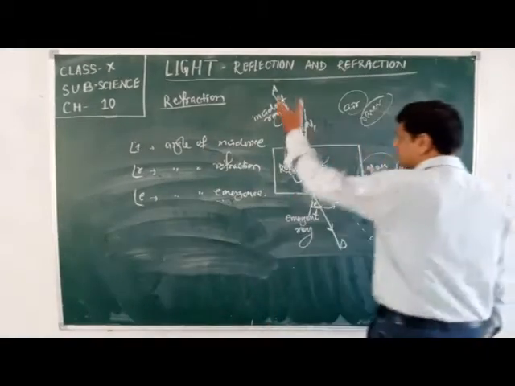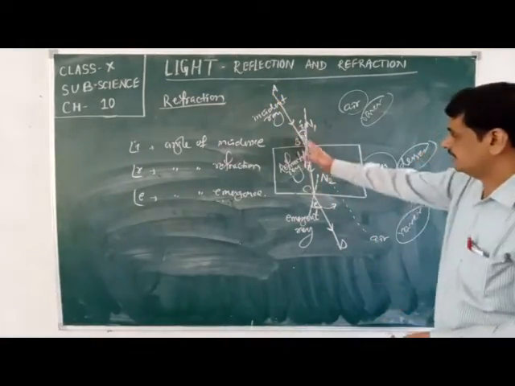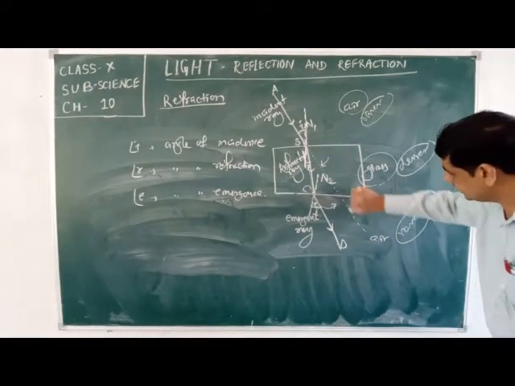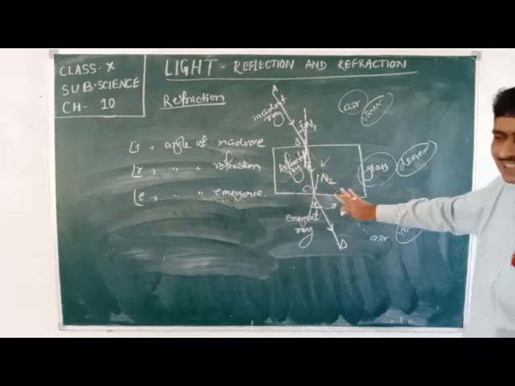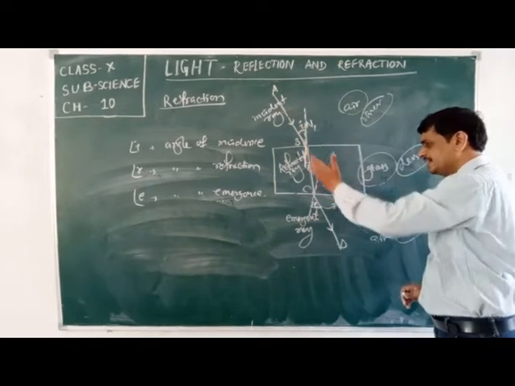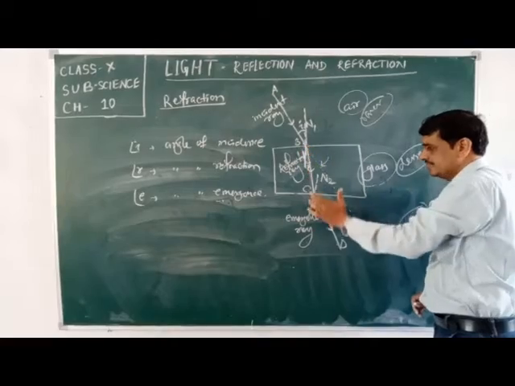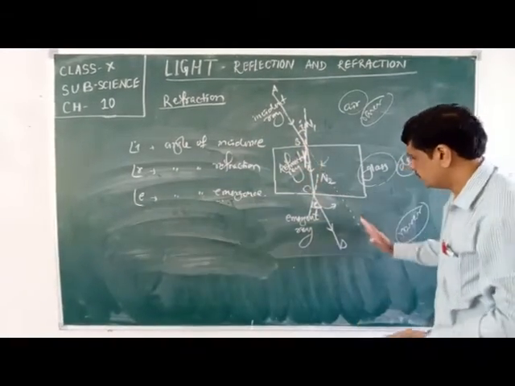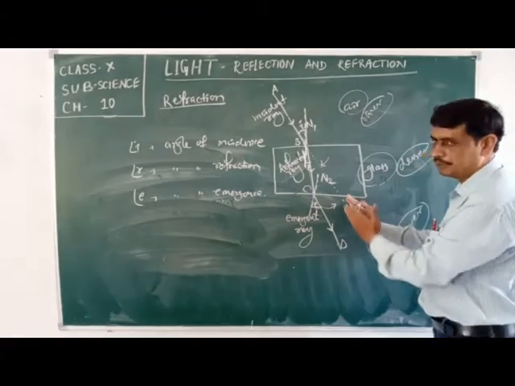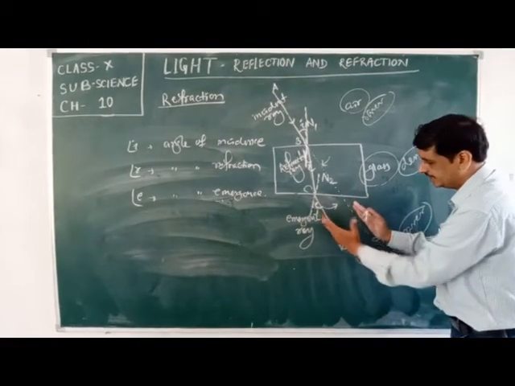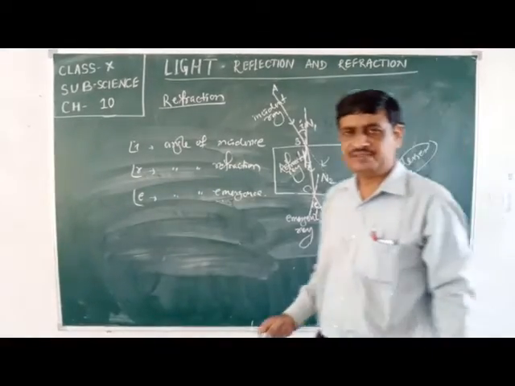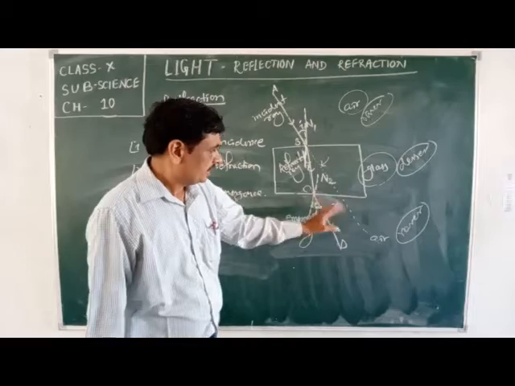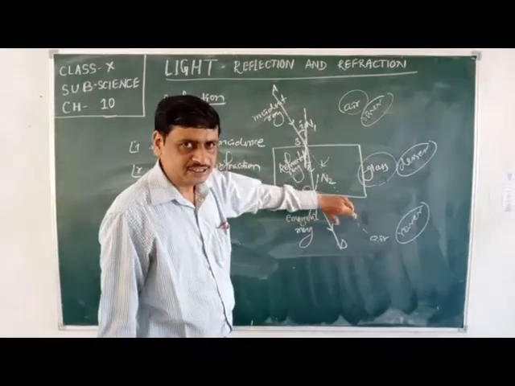Now, if we produce the incident ray in the forward direction, we will observe this ray. It is actually an imaginary ray. The ray is coming in this way, A, B, C, D. But if we produce it in the forward direction, this produced incident ray and the emergent ray will appear parallel to each other. But it will be displaced here.